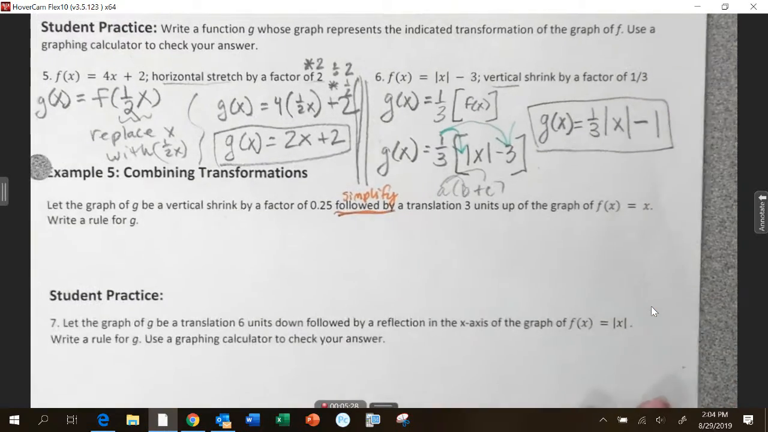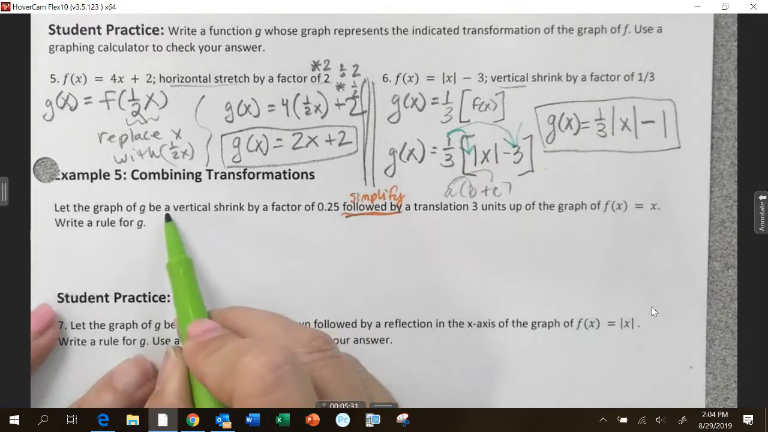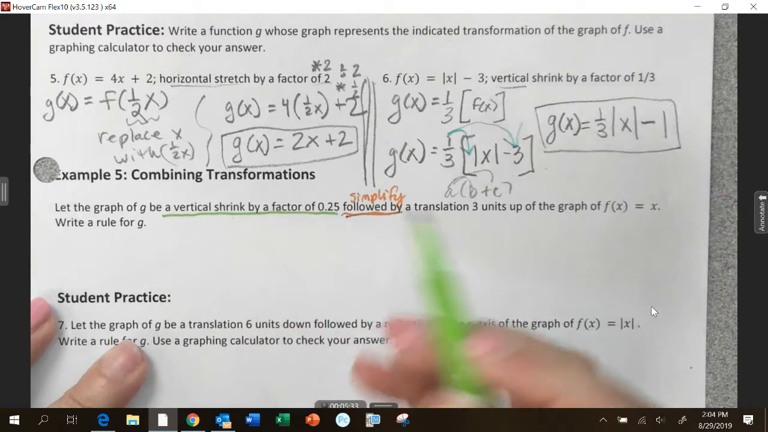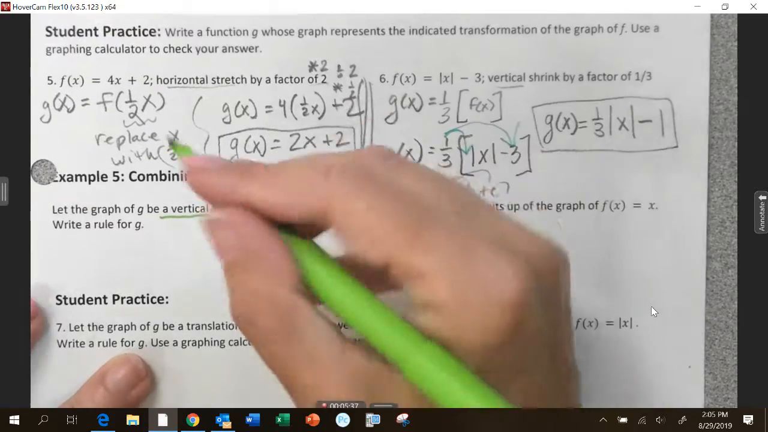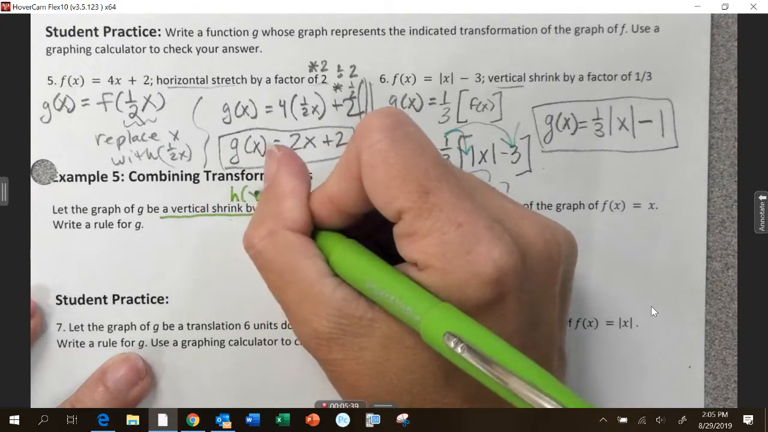And the stuff that comes before the followed by is only halfway through the function. It's only halfway. So I'm going to call this part h of x, standing for halfway.